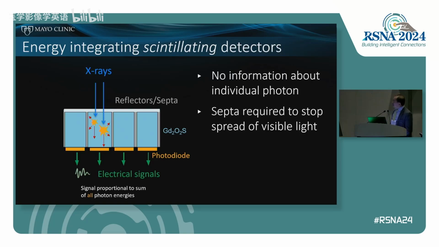We don't have information about each individual photon, and in addition to that, because of the existence of visible light, it can go in all directions, and we don't want them to go in all directions because that loses spatial resolution. So we put septa in between. Those are dead space. We lose some of the geometry efficiency and dose efficiency.